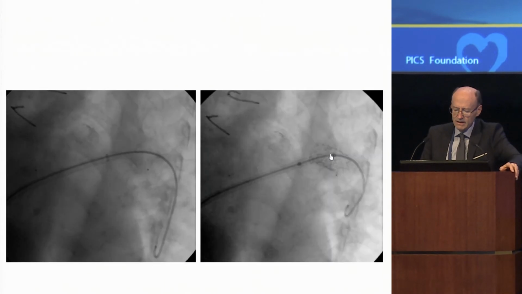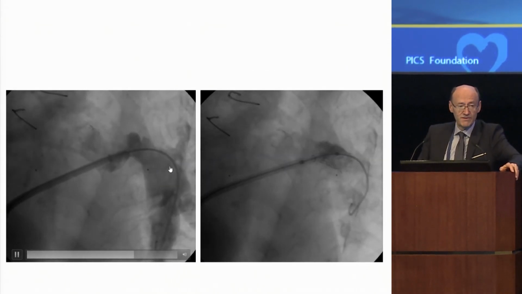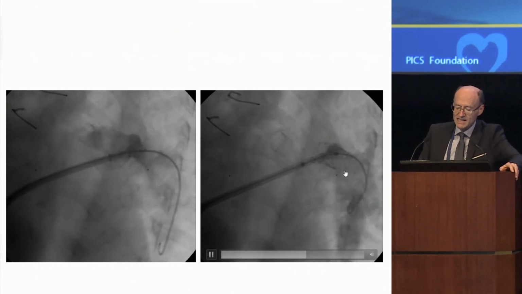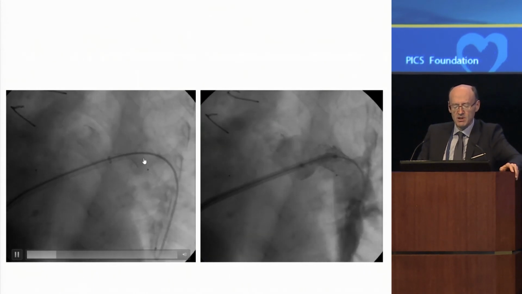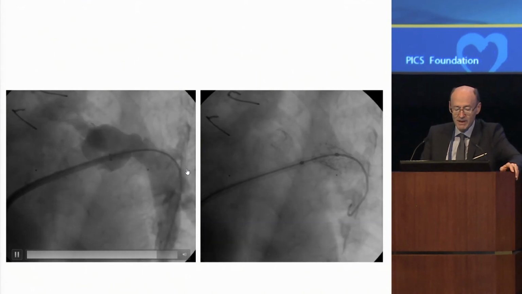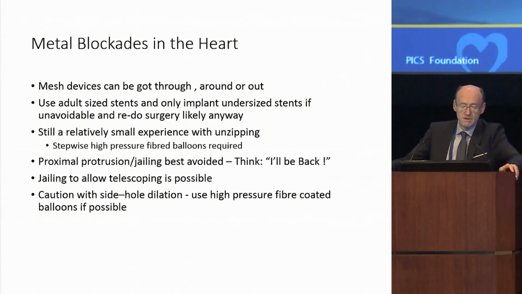But I think there's a limited number of these cases, and ultimately, it's relatively ugly looking after you've unzipped that stent, and we stabilize it with another stent. But I think we will learn, as we do more unzipping, what the potential problems are likely to be, and it may be that we have to stabilize them with stents beforehand. So to conclude, mesh devices can be got through, around, or out.